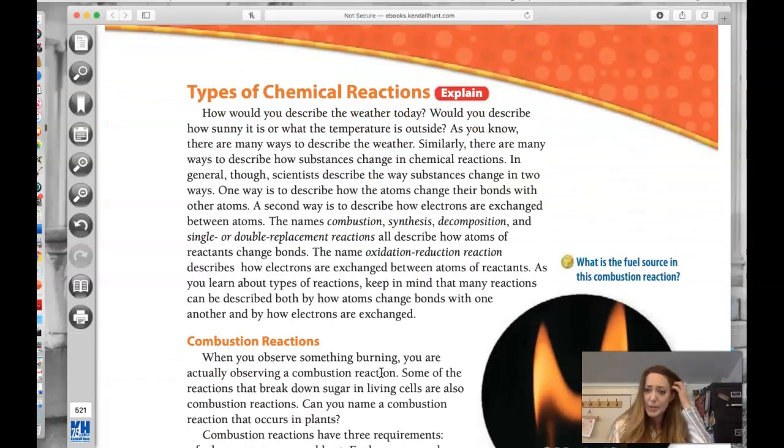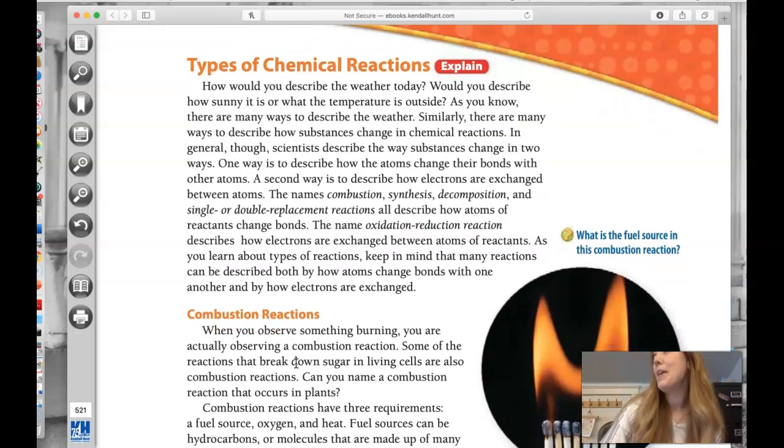Okay, so this goes along with our doodle notes, guys. Here we go. Types of chemical reactions. How would you describe the weather today? Well, I would say that it's a little bit sunny outside, but you still want a light sweater. Would you describe how sunny it is or what the temperature is outside? As you know, there's many ways to describe the weather. Similarly, there are many ways to describe how substances change in chemical reactions.